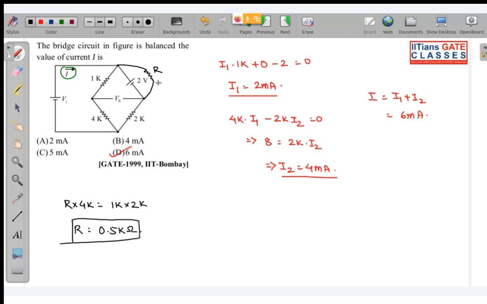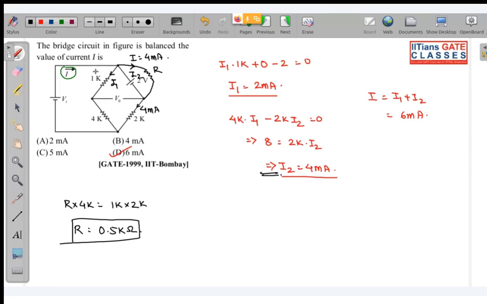Fine. If this is the value of R, and this is I1 and this is I2, I can find the value of this I1, I2. Can I find this or not? Tell me. So you can see from here 2 volt is applied, and this is 0.5, so the current from here will be equal to 4 milliampere. Now 4 milliampere will be flowing from here, which we previously got.